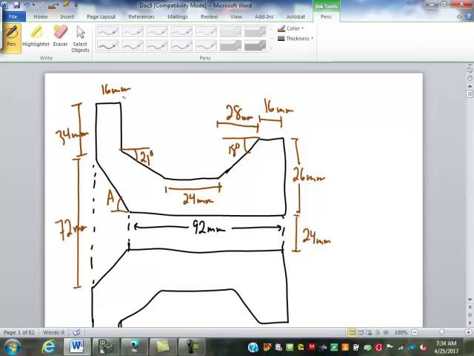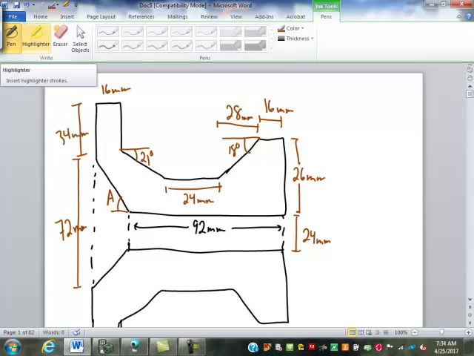So I need to find, first of all, angle A. I want to find the area of this piece. And then I want to find the volume, if that is a circular piece, I want to find the volume of it.